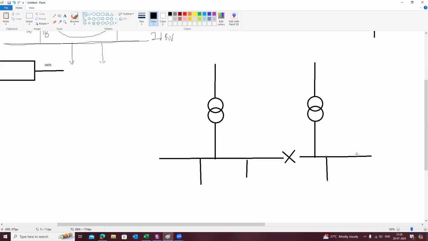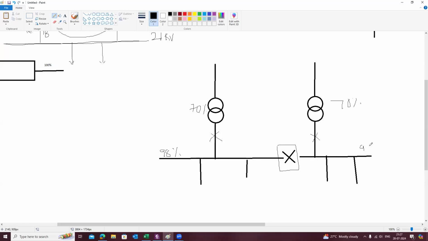This is one configuration: this breaker is closed, this breaker is closed, and this breaker is closed. That means the individual transformers are feeding the individual buses, and the bus coupler is open. In that case, let's suppose the bus voltage profile is 98%, and the transformer loading is some 70%. Here also it's 70%, considering both have the same loads.